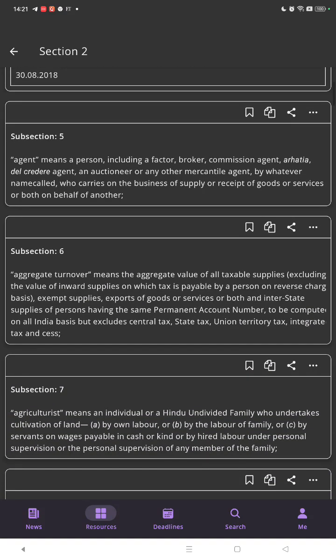Subsection 6, aggregate turnover, means the aggregate value of all taxable supplies, excluding the value of inward supplies on which tax is payable by the person on reverse charge basis, exempt supplies, export of goods or services, or both, and inter-state supplies of the person having the same permanent account number, to be computed on all India basis, but excludes central tax, state tax, union territory tax, integrated tax and cess.